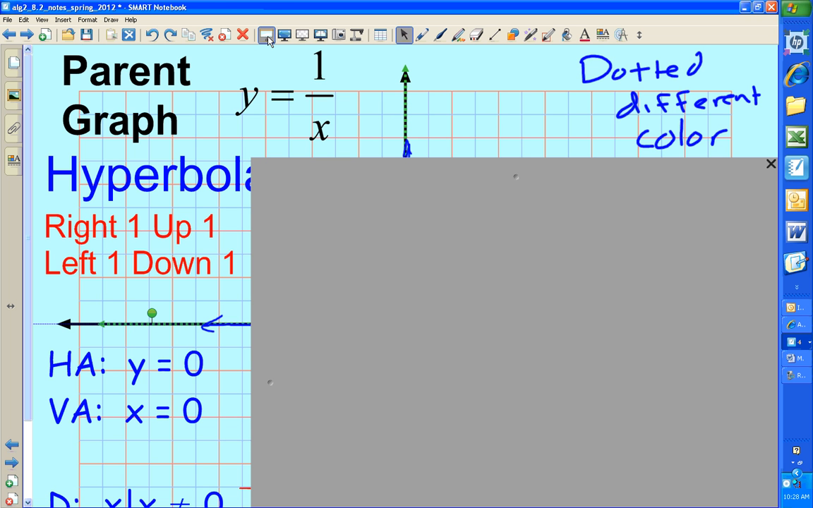Number on the top, variable on the bottom, y equals 0, always horizontal asymptote. How do you find the vertical asymptote? It's whatever makes the bottom equal 0. So just take the bottom, set it equal to 0. Don't make it complicated. It's that easy.